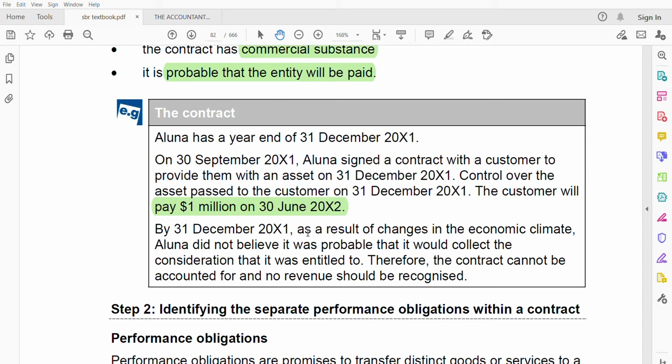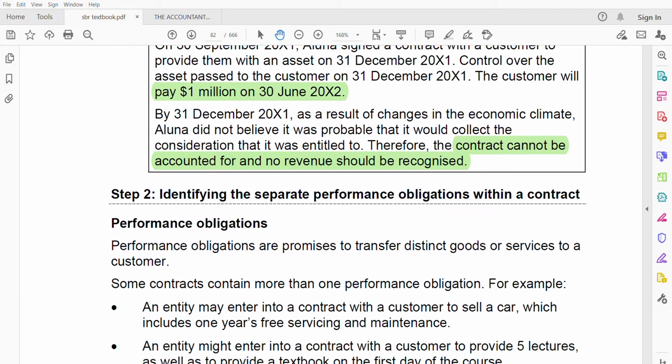By 31st December 2001, as a result of changes in the economic climate, Luna did not believe it was probable that it would collect the consideration that it was entitled to. Because the conditions changed, the probability is less that they will collect it. Therefore, the contract cannot be accounted for and no revenue should be recognized. It is not probable that they will collect the cash. The point here is that it is probable that the entity will not be paid. You cannot recognize the revenue. Do you understand? Now let us go to step 2.